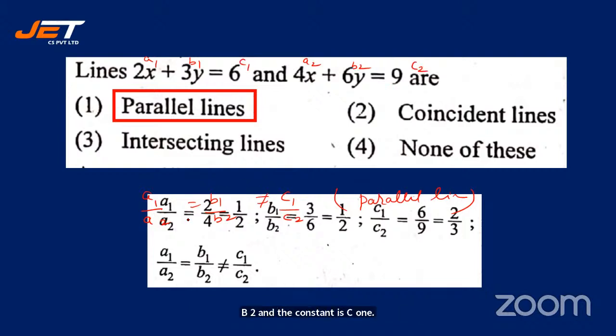Okay. See, what is A1 by A2? 2 by 4. Okay. Is equal to, what is B1 by B2? 3 by 6. Right. So, 2 by 4 can be written as half. 3 by 6 can also be written as half. Therefore, A1 by A2 is equal to B1 by B2. But how about your constant C1? C1 is 6 by 9. So, if you divide by 3, 2 by 3 only you are getting and you are not getting 1 by 2. Therefore, A1 by A2 is equal to B1 by B2, but it is not equal to C1 by C2. All right. So, therefore, it is a parallel lines.